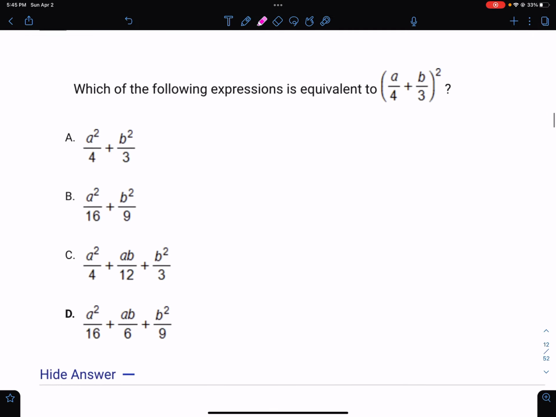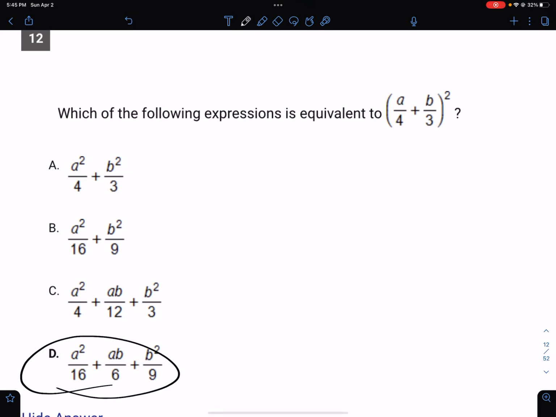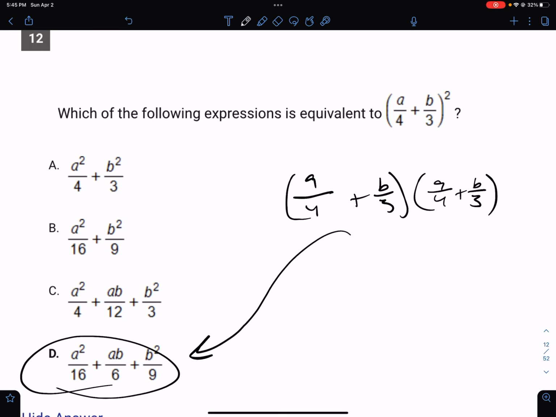What about this one? Oh, interesting. A foiling question. Interesting. Yeah, the answer is A. The answer is A because if you foil this, it's really something times itself, so a over 4 plus b over 3, you literally get D. Just foiling. Not too bad. Let's keep going.